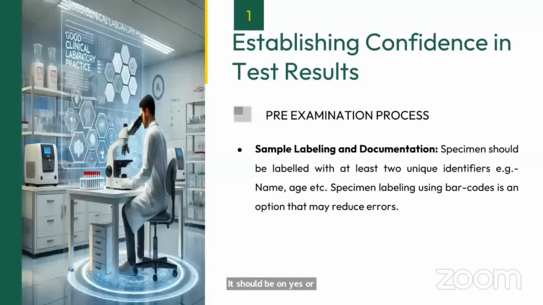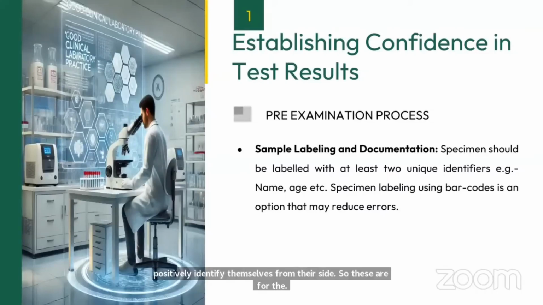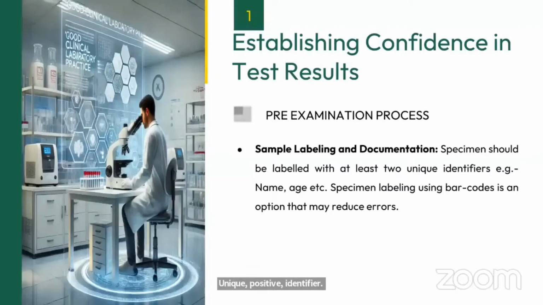Suppose a patient named XYZ is coming to your laboratory, and for confirming the identity, you should ask the name of the patient: "Dear sir or dear madam, what is your name?" You should not ask a leading question like, "Sir, is your name XYZ?" or "Madam, is your name XYZ?" You should not ask this type of leading question. The patient should positively identify themselves from their side. So these are called unique positive identifiers. So at least two unique identifiers should be allocated for all the specimens and for patient identification.